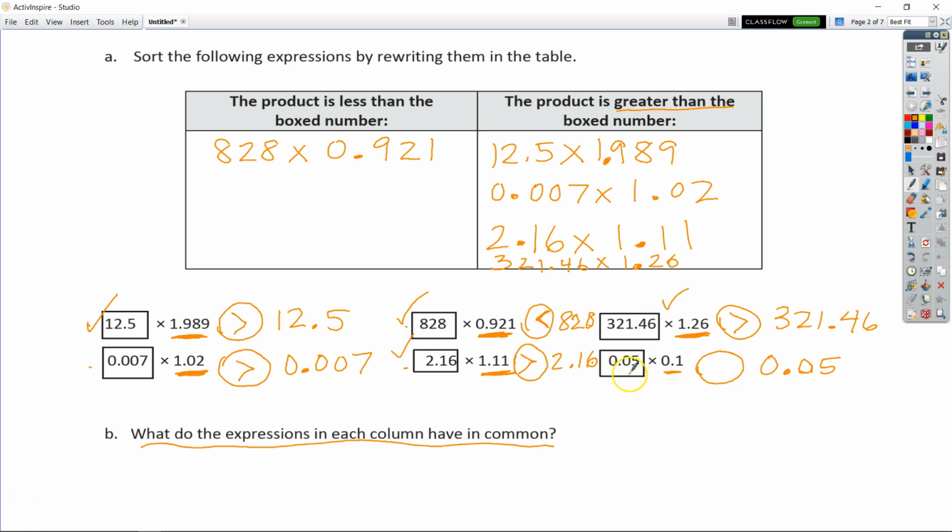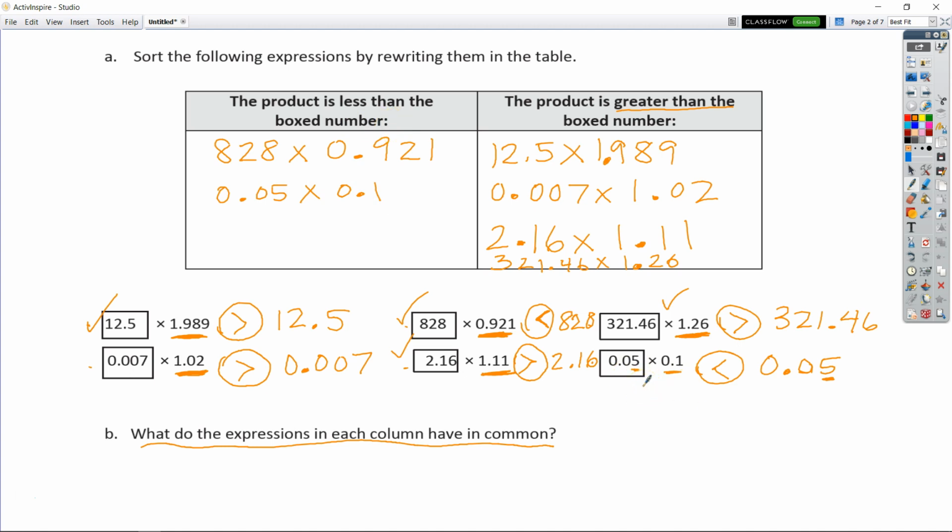Last but not least, 5 hundredths times 1/10. 1/10 is way less than 1, so we're going to say that that's less than 5 hundredths. 5 hundredths, that's in the hundredths place. So this would go on this side. 5 hundredths times 1/10 is going to be less than 5 hundredths.